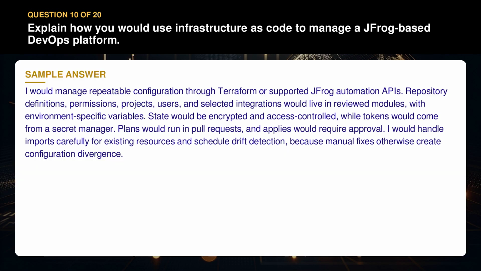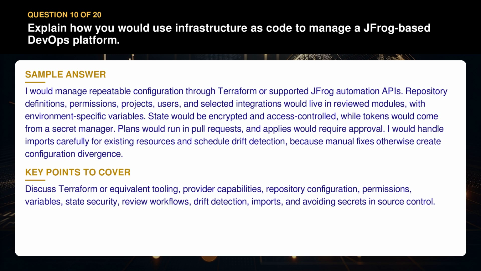I would manage repeatable configuration through Terraform or supported JFrog automation APIs. Repository definitions, permissions, projects, users, and selected integrations would live in reviewed modules, with environment-specific variables. State would be encrypted and access controlled, while tokens would come from a secret manager. Plans would run in pull requests, and applies would require approval. I would handle imports carefully for existing resources and schedule drift detection, because manual fixes otherwise create configuration divergence.